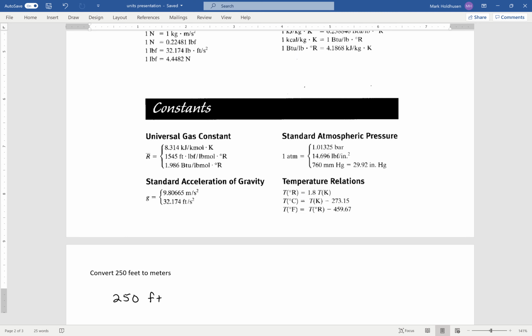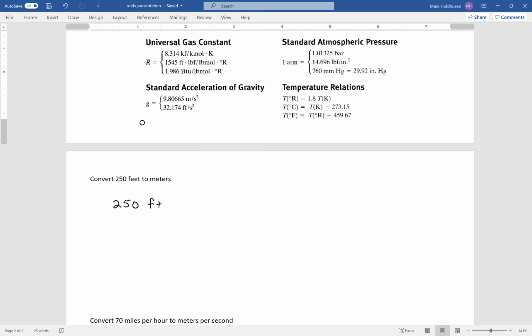So again, I've got that 250. Now again, I know 3.28 feet in 1 meter. Okay, so I'm going to set up my fraction. Because my feet are in the numerator in my number, I want to make sure my feet are down here below and my meters are up here. And I'm going to say, okay, 1 meter equals 3.2808 feet. Okay, so when I do that, this feet divides with this feet, and I'm only left with meters.